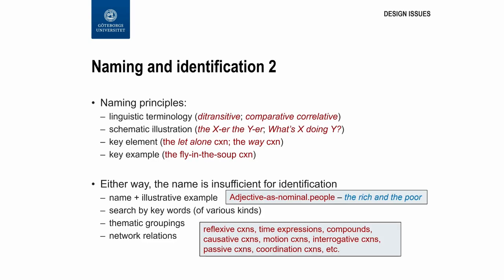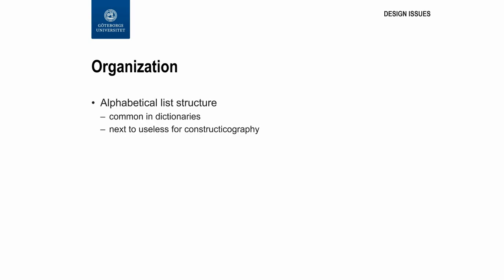Naming and grouping and all of that, we get to organization. What you first might think of is to order them alphabetically in a list, the way you do in lexicography, where it works very nicely. It's next to useless for constructicography. If you don't know what to call a construction, then ordering them alphabetically would really make no sense.